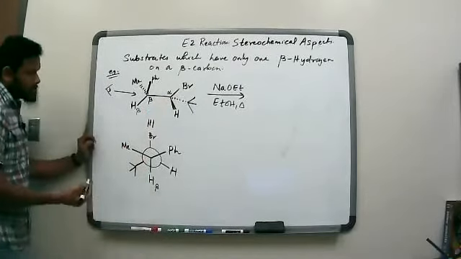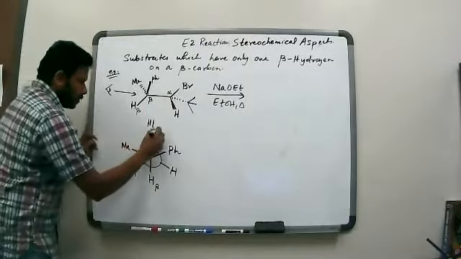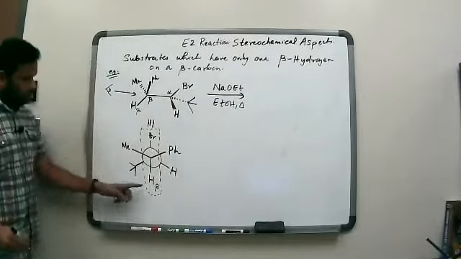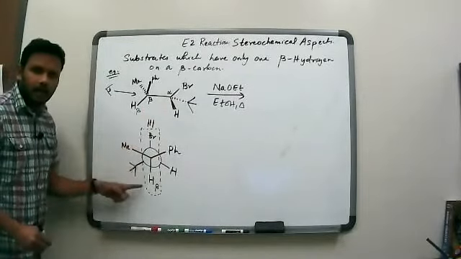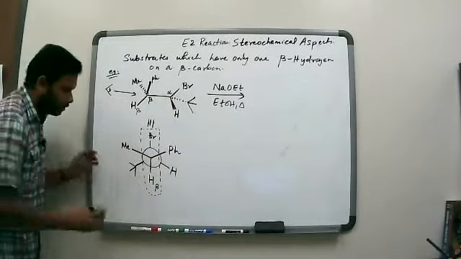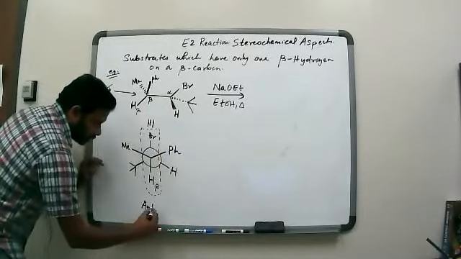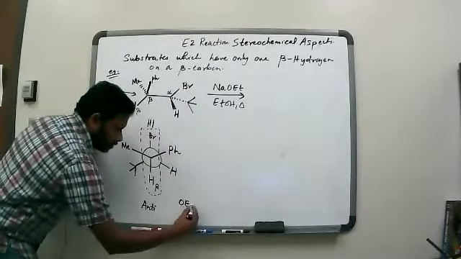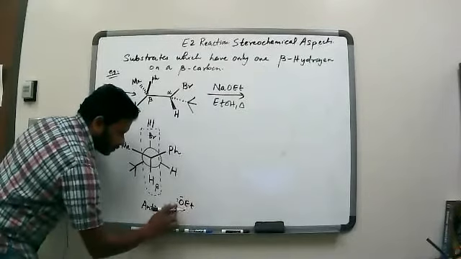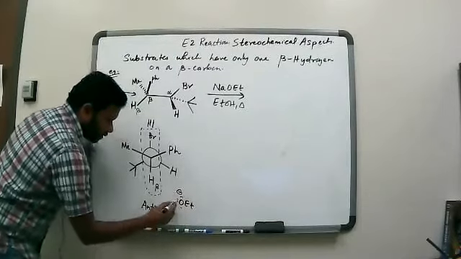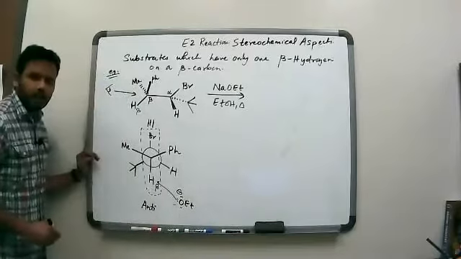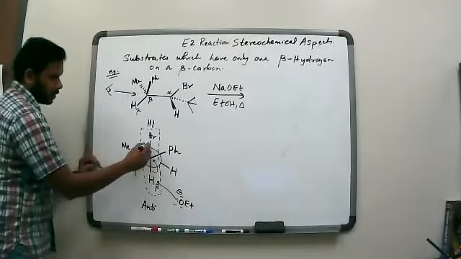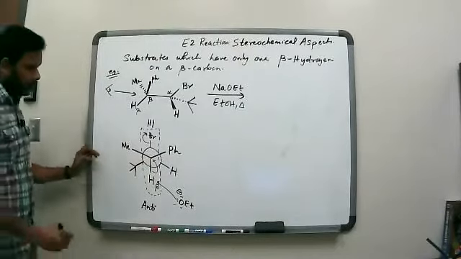And what you should notice is once we draw this Newman projection out, we actually have H beta and the halogen anti to each other. That is what we want. Okay, these are anti to each other. So that means our base, which is the ethoxide, can actually go ahead and deprotonate H beta. Those electrons would go into the space between alpha and beta, and Br would get kicked out.